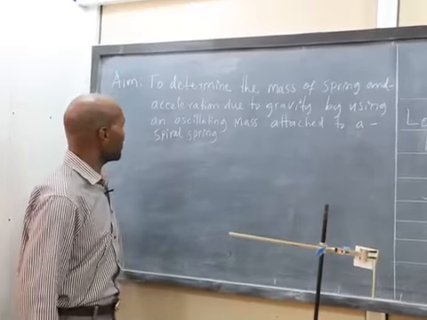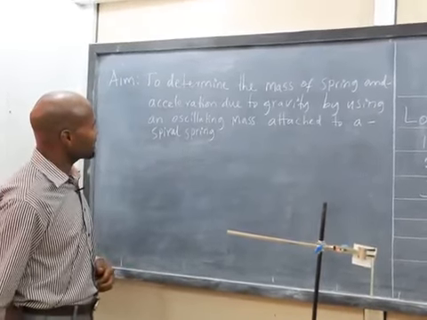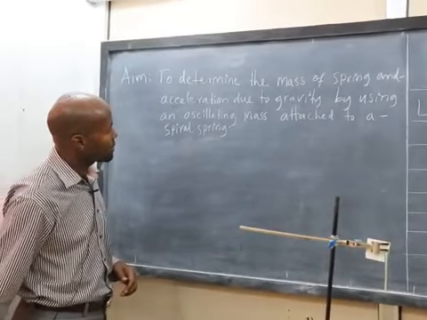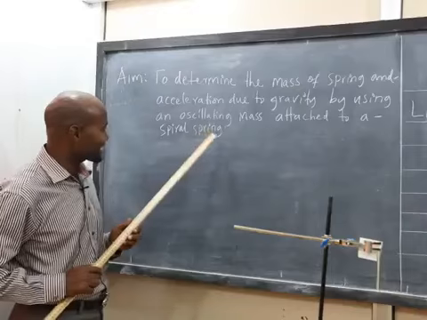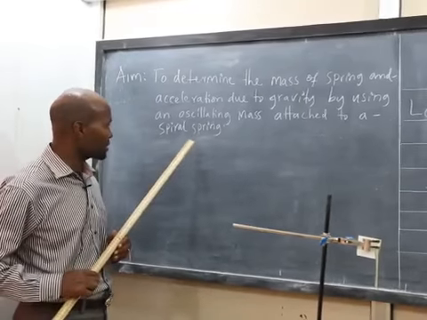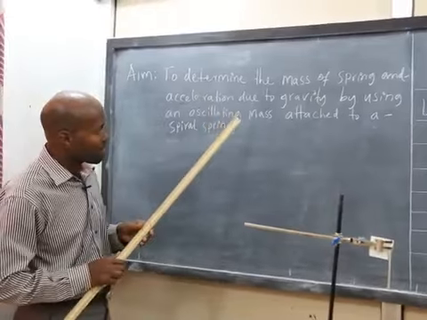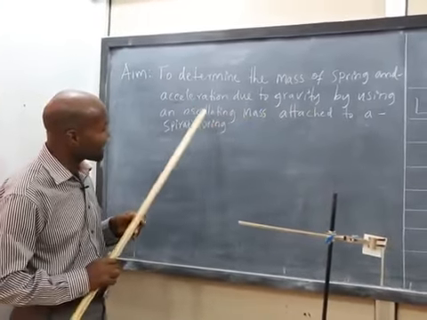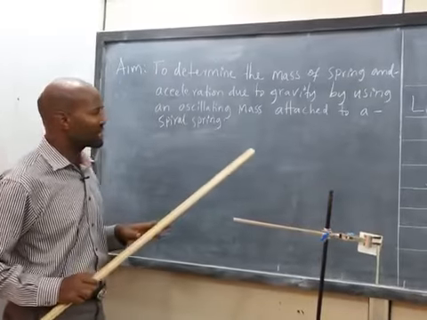Okay, welcome to our practical session. The aim of today's experiment is to determine the mass of the spring and the acceleration due to gravity by using an oscillating mass attached to a spiral spring.